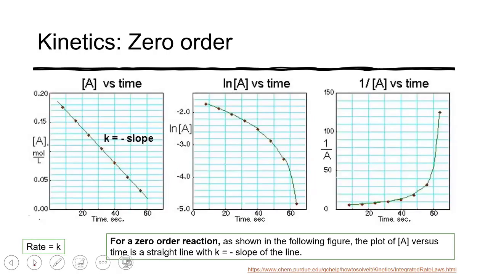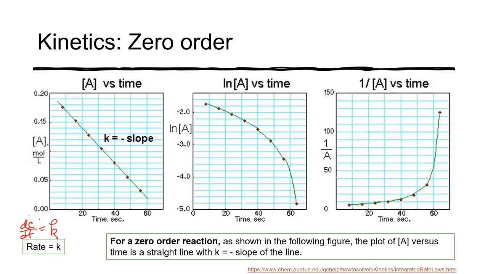So when we're looking at kinetics, we typically model kinetics as either zero, first, or second order rates. This is an example of a zero order rate. So you can see that the rate, so the change in concentration with respect to time, is a constant.